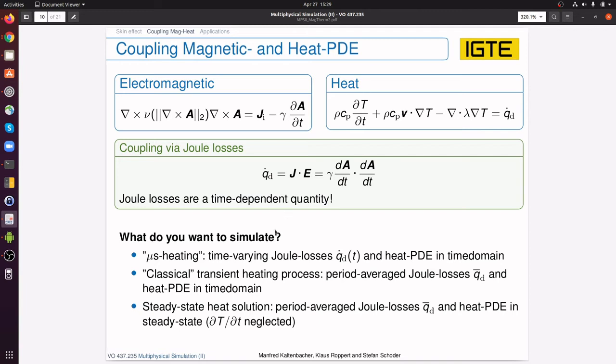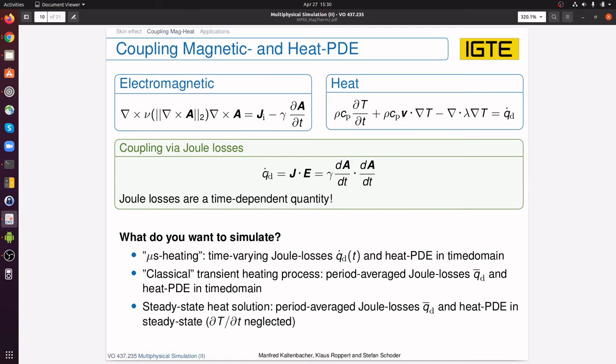The first ansatz with the Joule losses in time domain and the heat PDE in time domain does not make any sense, since there are so many time steps you have to solve, which are simply unnecessary, because nothing changes in the heat PDE, and you have a periodic solution already in your electromagnetic field problem. So this does not make any sense. So we consider this for the classical simulation heating process.